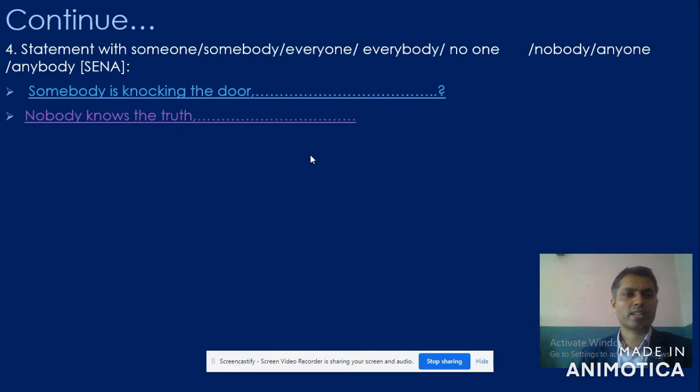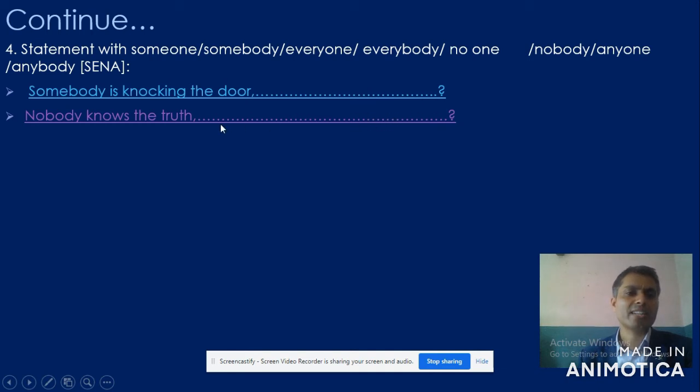Well, now let's look at the next number. Nobody knows the truth, under the category number 4, right? Nobody knows the truth. Here as well as we have done before. Knows is verb 5, a singular verb. So obviously we have to write does here. Then obviously nobody changes into a pronoun. Its pronoun is they, right? So we have to write they here.